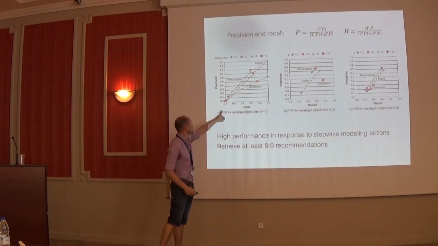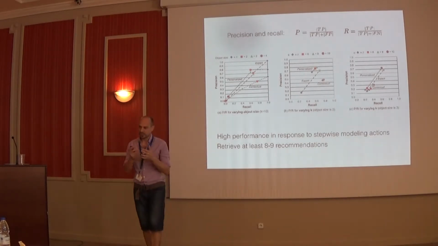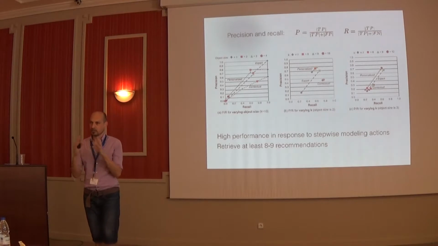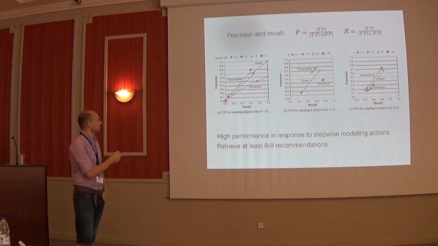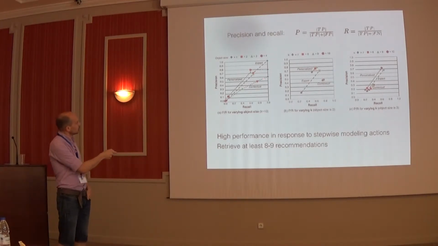So if we have recall and precision, and here we vary the object size, so the size of the query we use: just one component, two components, or three components, or four components. And we see here the contextual algorithm, then we have the expert algorithm, and the personalized algorithm.